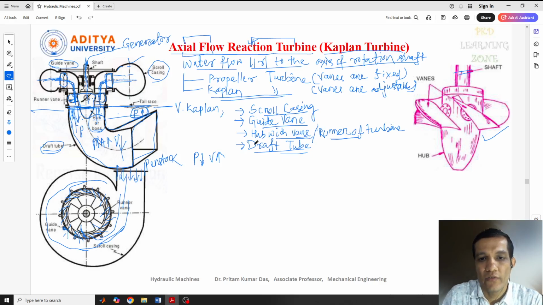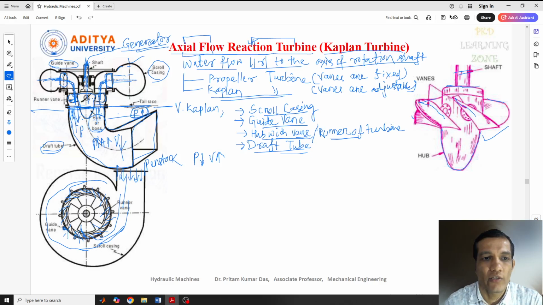And hub with vanes is nothing but, as I told you, this is the hub part actually, or a boss. It is called boss. So these are the number of vanes. You can see this is one vane, this is one vane, this is one vane. Like that, vanes are attached to this hub, and to this hub the shaft is attached. This one you can see is the shaft. As I told you, the shaft will be connected to the generator to produce electricity. So this is all about the working principle of this Kaplan turbine.